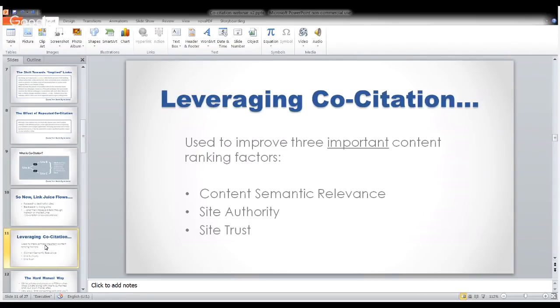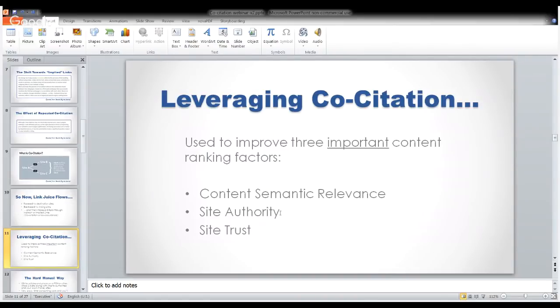Okay, so when we're doing Cocitations, the three important content ranking factors that we're manipulating directly are the content's semantic relevance, by having this network of links going out to different places that are all related to our topic. And so you've got several different layers of the Google brain figuring out that this is all related, and we might rank for words that are not on our pages but are related nonetheless. We're also leveraging site authority, so other people's site authority, and we're feeding that authority back into our site, so it makes it easier for us to rank for different keywords.